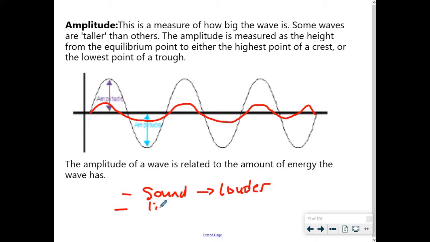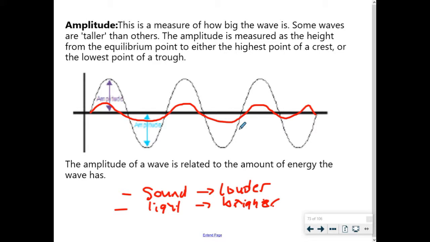Light waves would be brighter. So if we can make these waves oscillate higher and higher, then that's how much energy they have. We've actually talked about this concept before. How do you make a wave get bigger and bigger and add more amplitude?